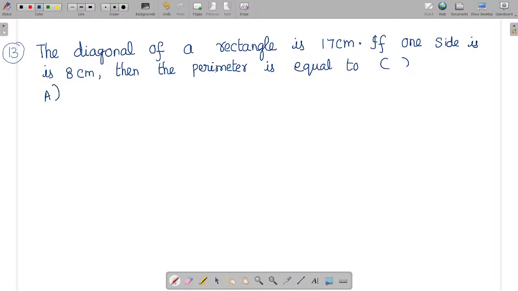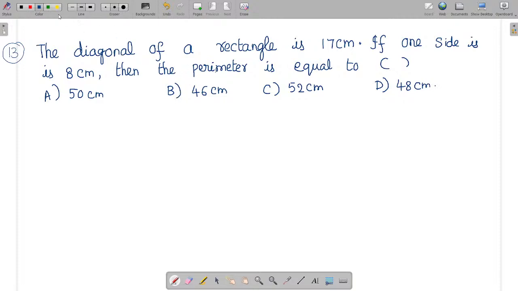A, 50 centimeters, B is 46 centimeters, C is 52 centimeters, D is 48 centimeters. So which is the right option? Just try to read the question carefully and try to solve it.